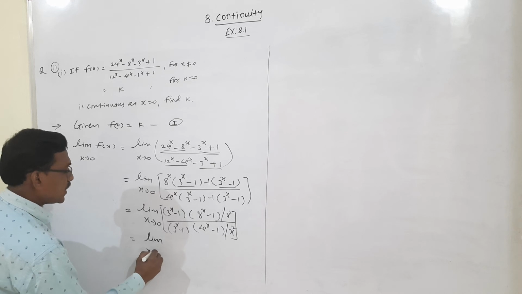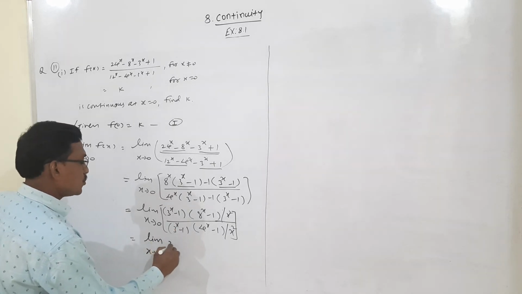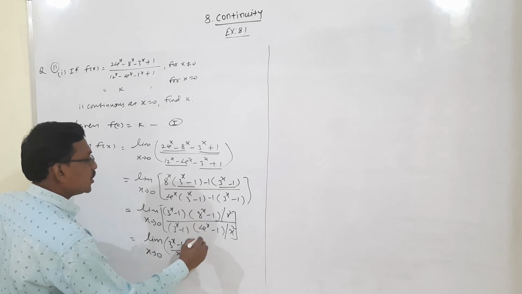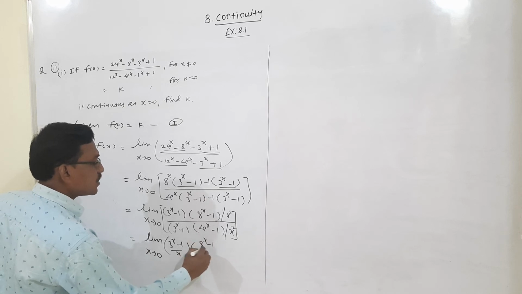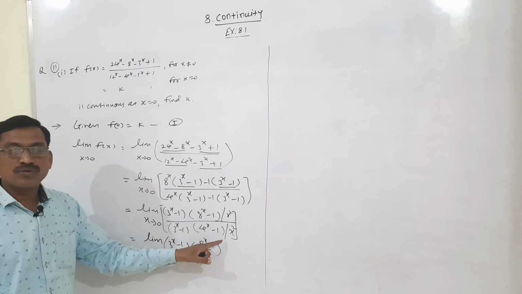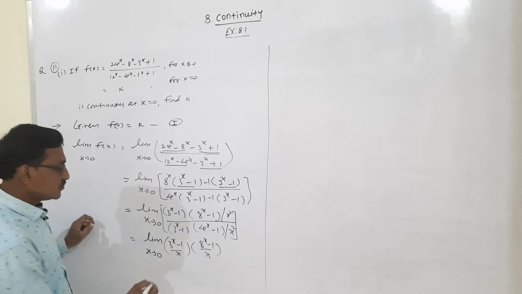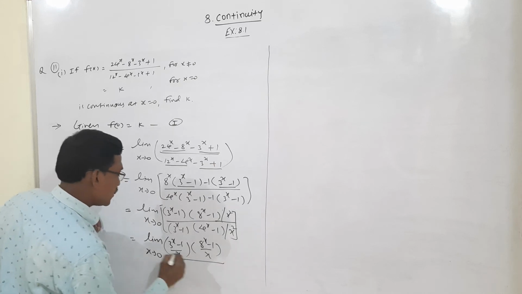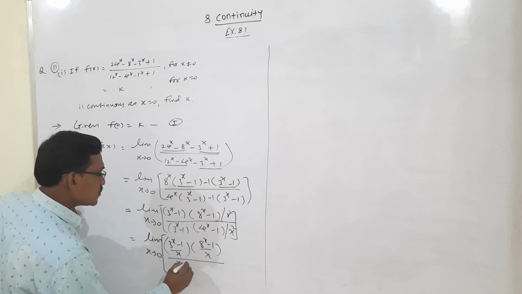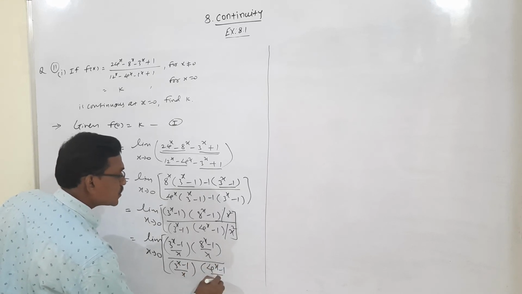limit as x tends to 0, 3 raised to x minus 1 upon x into 8 raised to x minus 1 upon x, because we divide x square in the numerator and also the denominator. So x into x, it is x square. In the same way, in the denominator here, 3 raised to x minus 1 upon x into 4 raised to x minus 1 upon x.